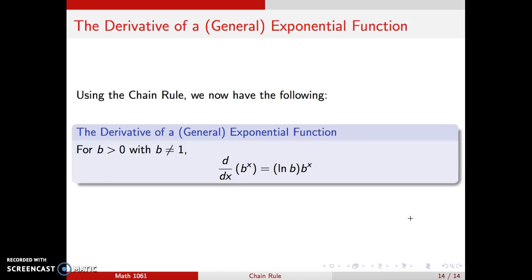Here we've got a nice clean version. So for just a general exponential function, base b, where b is positive and not 1, we've got this rule. So this is another one we can add to the differentiation toolbox. As long as you know it for the natural exponential function and you know the chain rule, pick up this extra one.